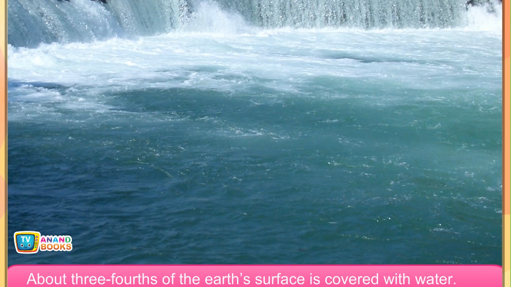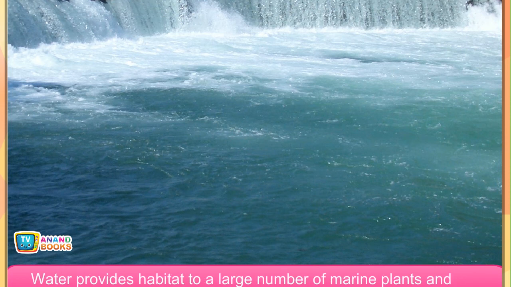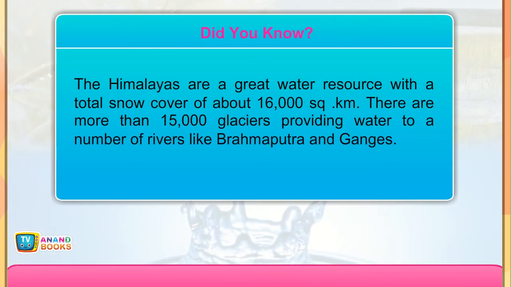About 3/4 of Earth's surface is covered with water. This water is mostly stored in the ocean. Water provides habitat to a large number of marine plants and animals. Did you know? The Himalayas are a great water resource with a total snow cover of about 16,000 square kilometers. There are more than 15,000 glaciers providing water to a number of rivers like Brahmaputra and Ganges.